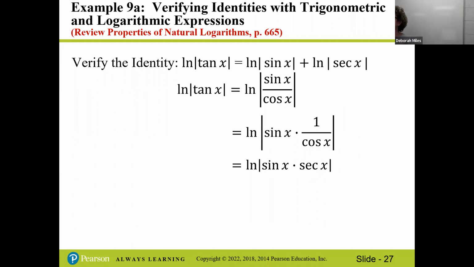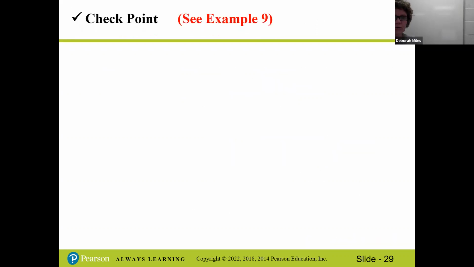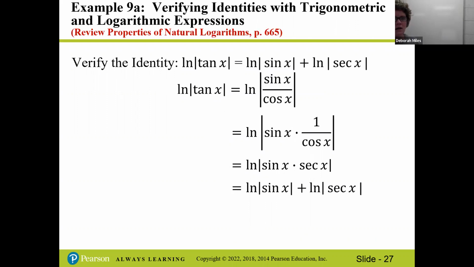The log of a product can be written as the sum of two logs. That wasn't hard. It was scary as heck when it popped up on the screen, but it actually wasn't hard because I know my properties of logarithms and it just fell out from there. So can we do some? That's the first one.